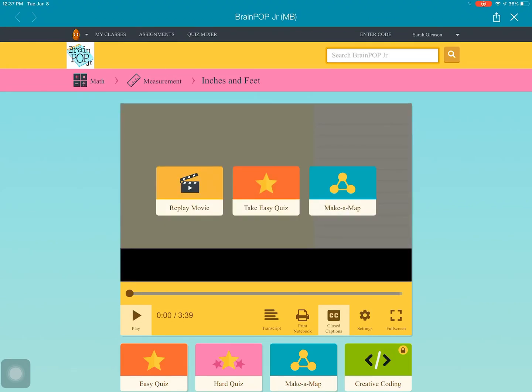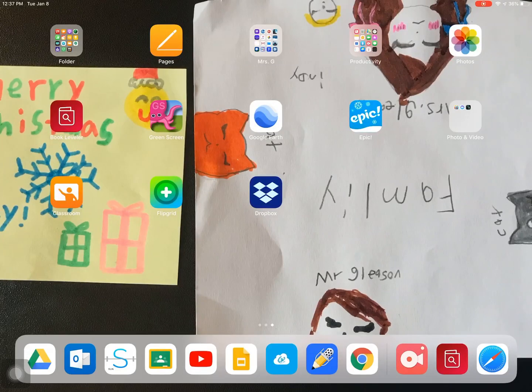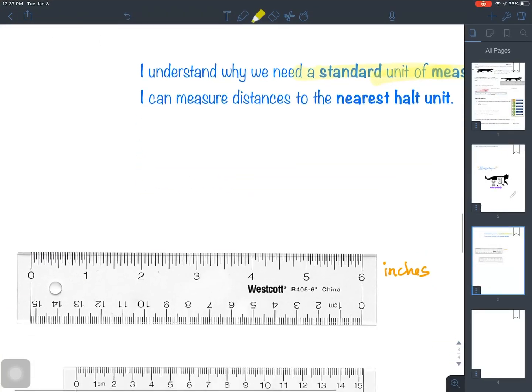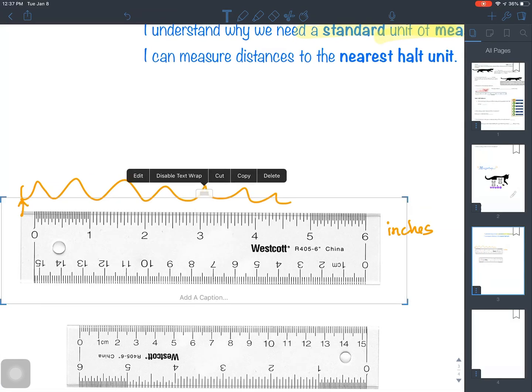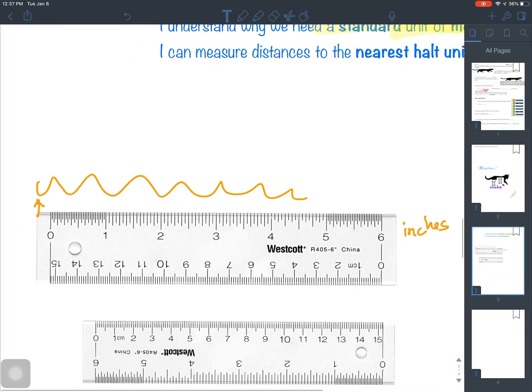Okay, so now what she said about making sure that we line up with the 0, that's pretty important because, again, that's why we have a standard unit of measurement so everybody knows what that measurement means. So if I was going to draw a squiggly line and wanted to measure it, but I started here, my measurement's going to be different than somebody else's. Let me show you.